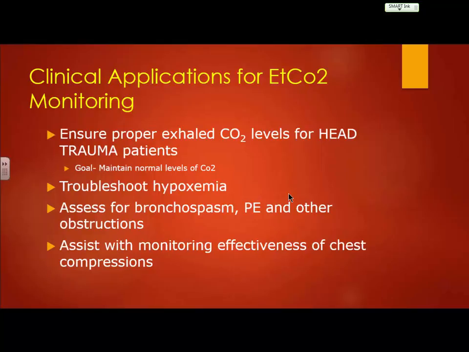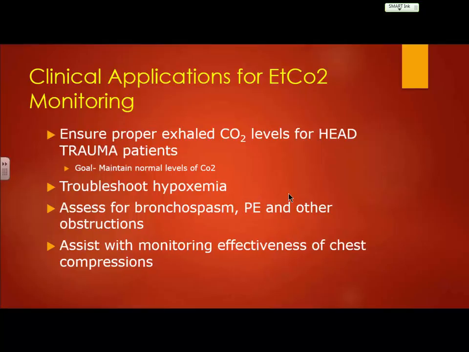But what they found is that ultimately that affected total system perfusion as well. And they found that it's much more logical with a head injured patient to try to maintain a normal CO2 level and to watch and make sure that we're not hyper or hypoventilating.